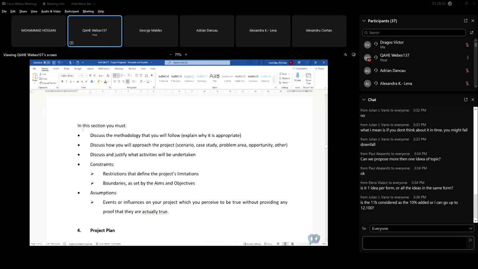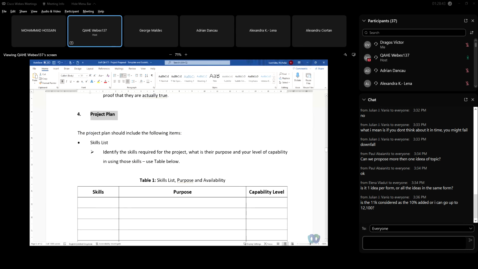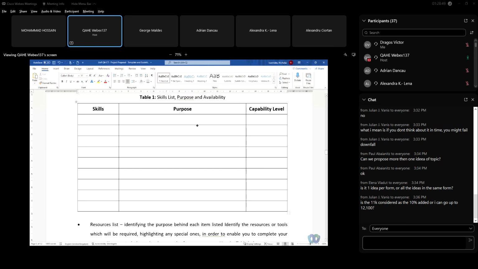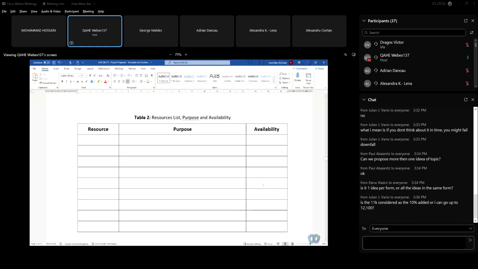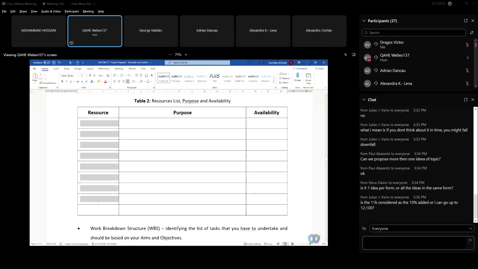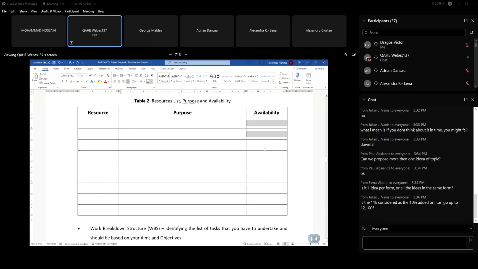Then you go to the third section, methodology, which explains what it is, and then it's telling you, in this section, you must include these things, right? Project plan, in this section, you must include these things, and you can see a skills table. This is the kind of skill, that's where it will be used, and that is my current capability on it. Then you go on to the next table, resources. This is the resources I will need, and this is the purpose behind these resources, and what you have, what you don't have, all right?